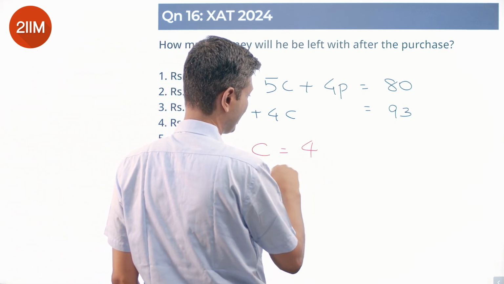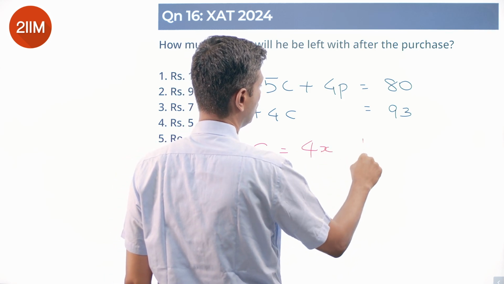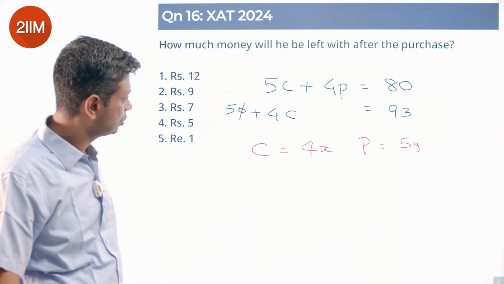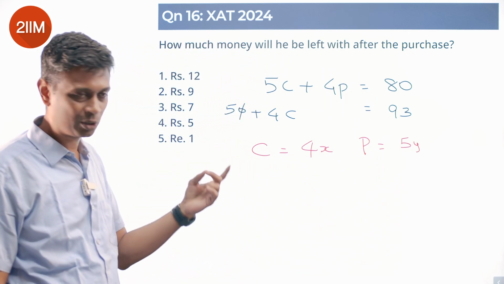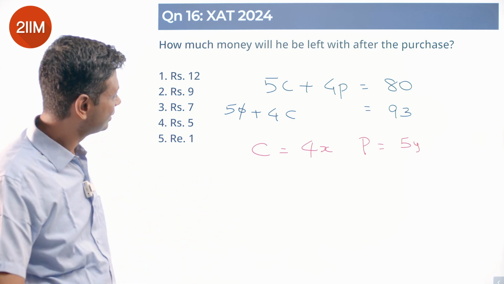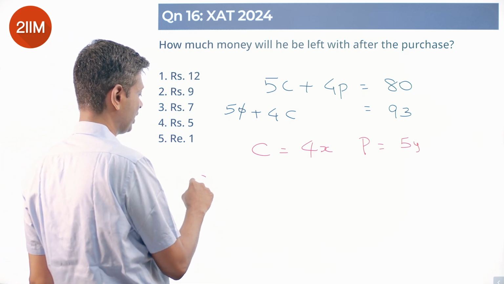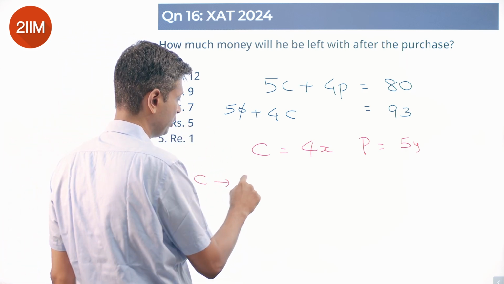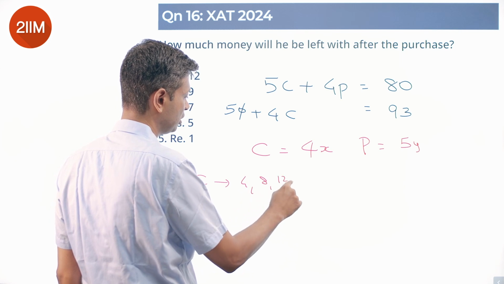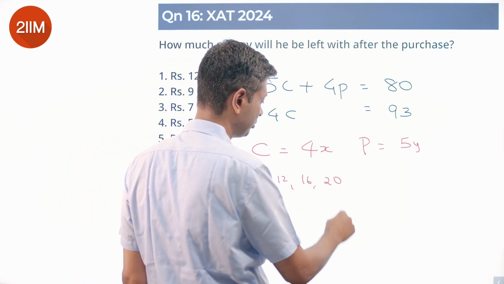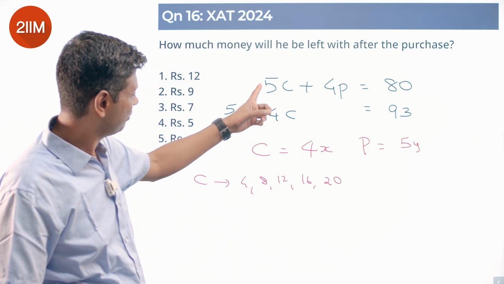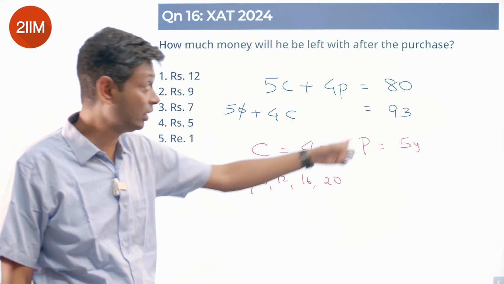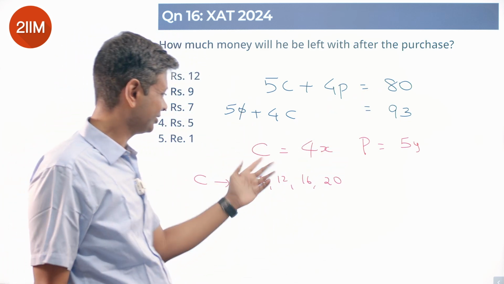Or we know that c, the cost of cabbage, is a multiple of 4, and the number of potatoes is a multiple of 5. So the cost per kilogram of cabbage could be 4, 8, 12, 16, 20, something like that. Except 5 into 4 is 20, 5 into 8 is 40, 5 into 12 is 60, 5 into 16 is 80, already there, and he's buying at least one potato. So all of these are not possible.